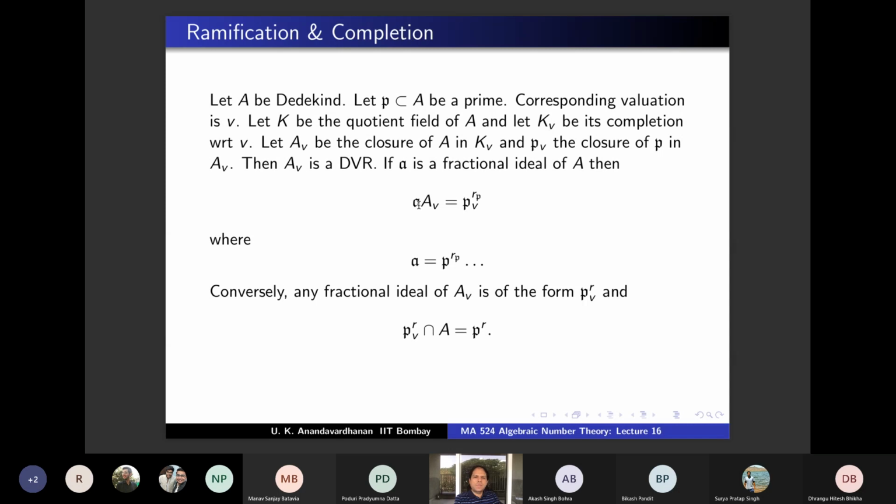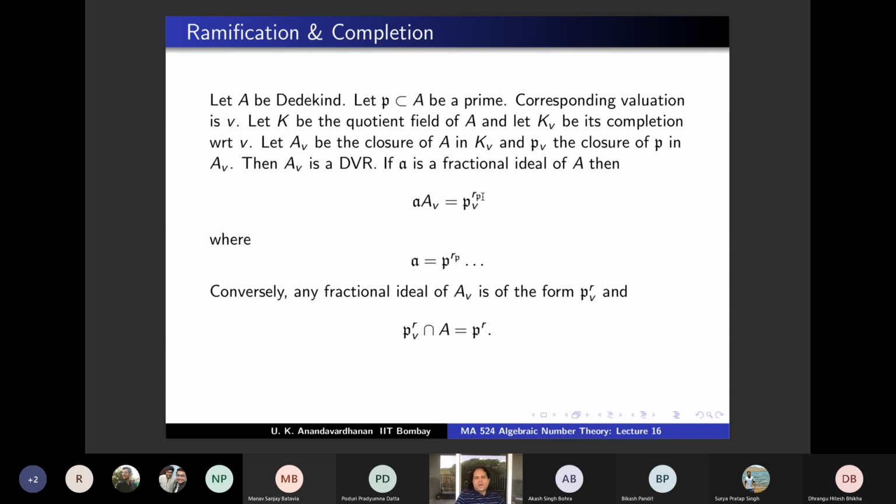So the point of this is, suppose A is P1 times P2, and A1 is P1 squared times P2. Then if V corresponds to P1, this product is just P1 squared. If A had P1 squared, then this is P1 squared, and the other part disappears. If A had P2, but the valuation is with respect to P1, then in this product P2 will not come. That part will become like a unit.